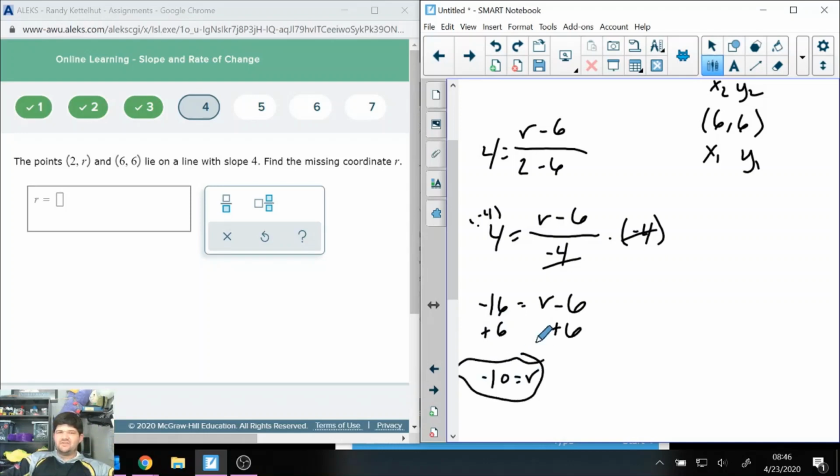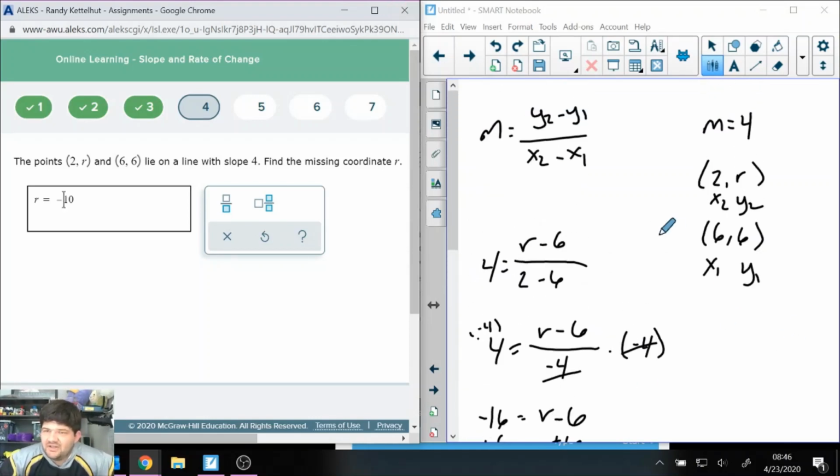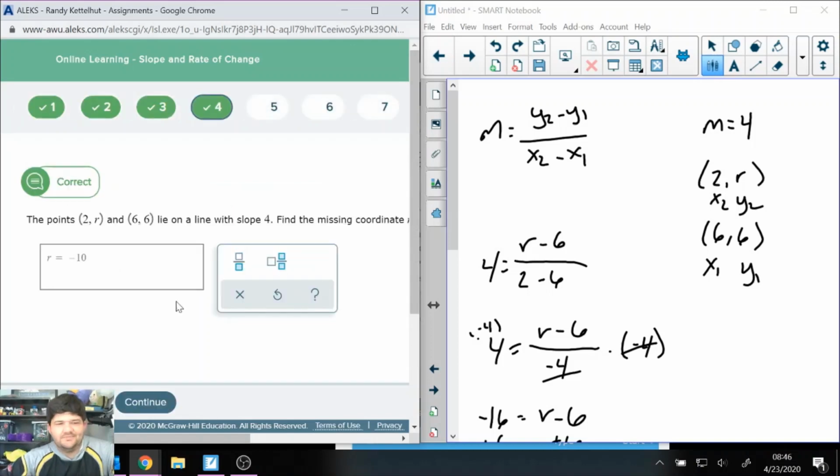Now you can check your answer by plugging it into the equation. I don't know where my negative went. So you can check your negative 10 by plugging it into the equation to see if it works. If you plug in negative 10 for this r, negative 10 minus 6 is negative 16. And then 2 minus 6 is negative 4. Negative 16 divided by negative 4 is in fact 4.